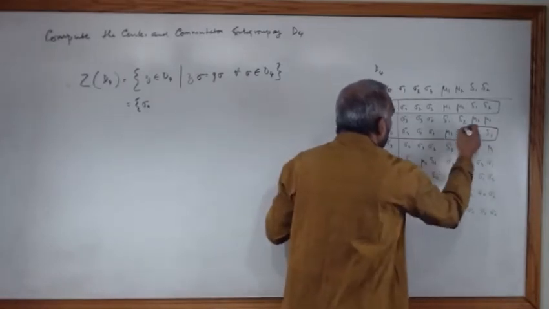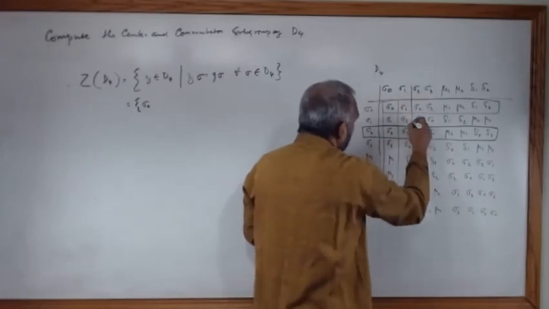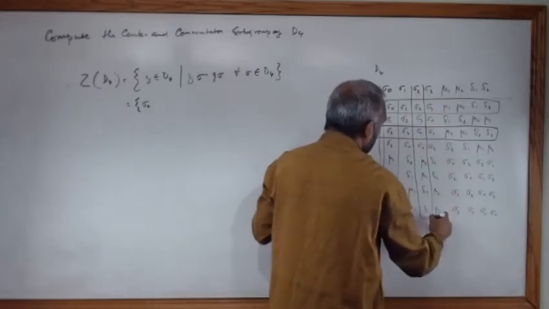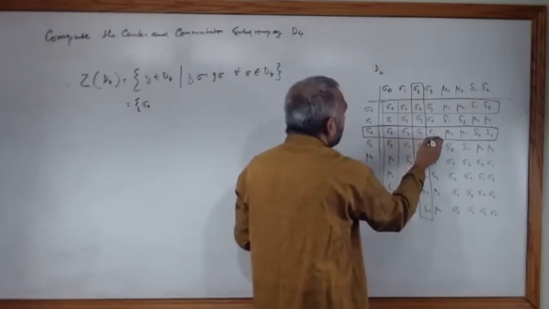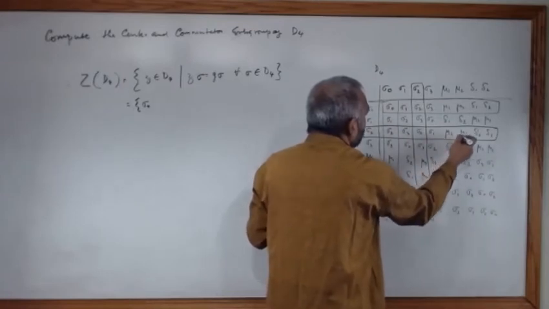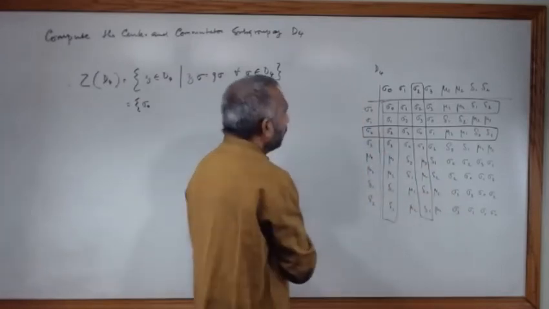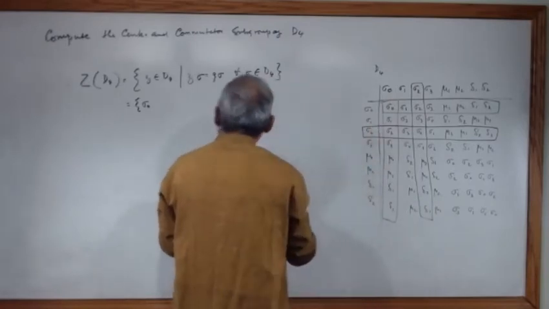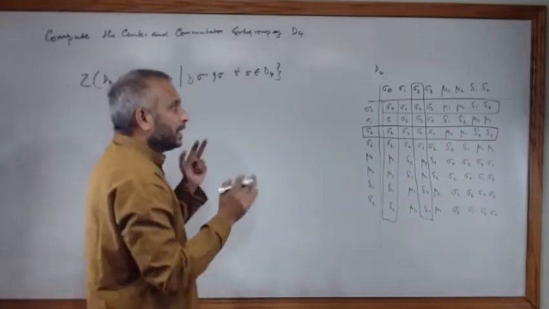If you take this one, and if you take this one, they are the same. 2, 3, 0, 1, mu 2, mu 1, delta 2, delta 1. Both correspond to sigma 2. So definitely sigma 2 is another one. If you take any other, you won't get it.